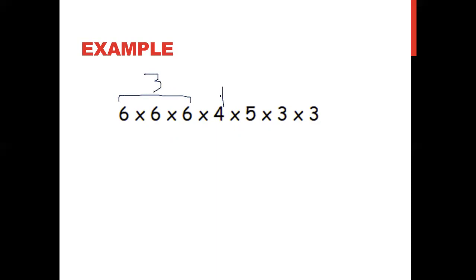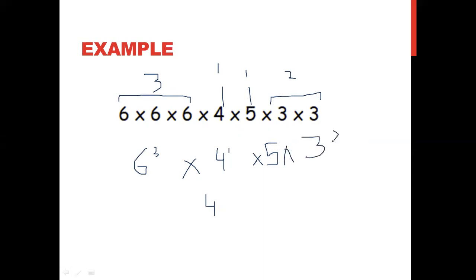We'll just write 1 because this is 1's power, 5, this is 5's power, and this is 2. So we will write it like 6 cube multiplied by 4. Power 1 is optional. Power 1 can be written normally because it just means 4 multiplied by itself 1 time. So that will be 4 multiplied by 3 square.